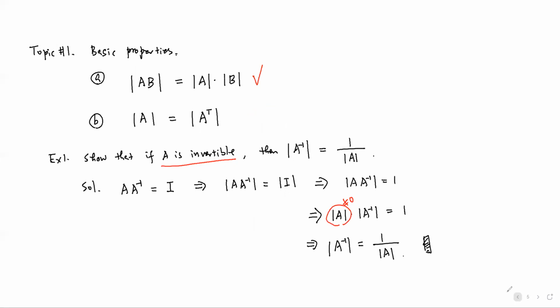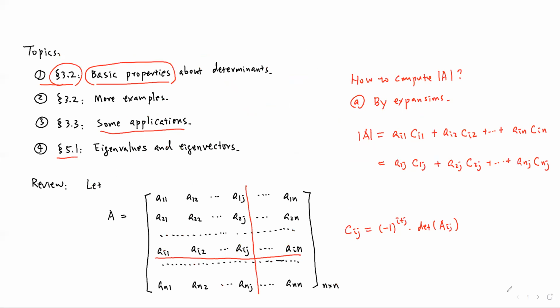This is the end of the first topic. Now, second topic: more examples about determinants. Topic number 2. Okay, let me show you more examples. Example 1 under topic 2.